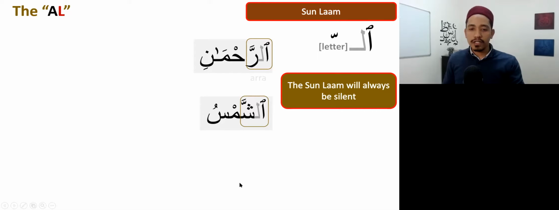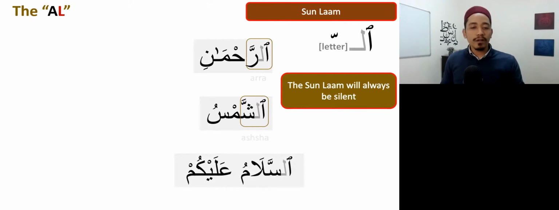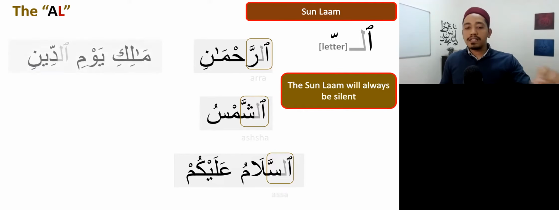Another example. Ash-shams. And you can see the shadda is always there. I'm not saying al-shams, I'm saying ash-shams. The lam is gone. It's a sun lam. There are no markings, and there's a shadda after it. Here we go. Assalamu alaikum. I won't say al-salamu alaikum. Assalamu alaikum. Skip the lam, goodbye, straight to the seen.